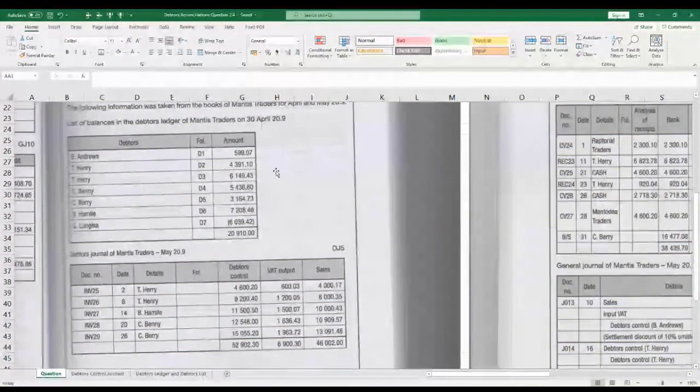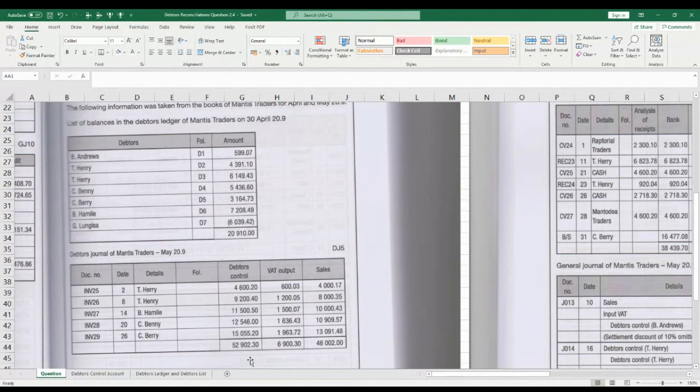So let's take, for example, T. Henry's opening balance was 4,391 Rand. Okay, but now during the month of May, T. Henry has actually made a purchase on invoice number 25, okay, no, it was 26. I see there's a Harry and a Henry. Okay, so invoice 26, Henry actually bought goods from you. So that invoice will be reflected on T. Henry's account. And then the rest of the other line items will go to those respective debtors.